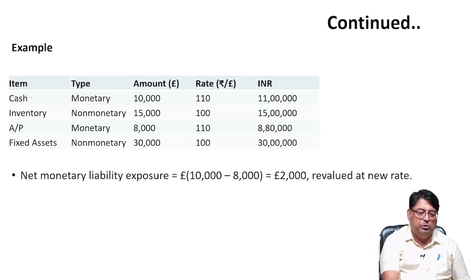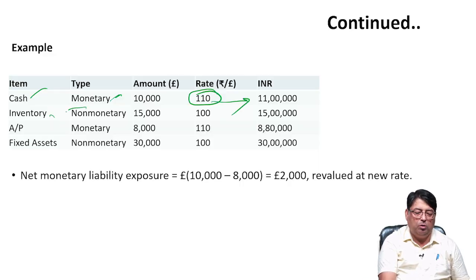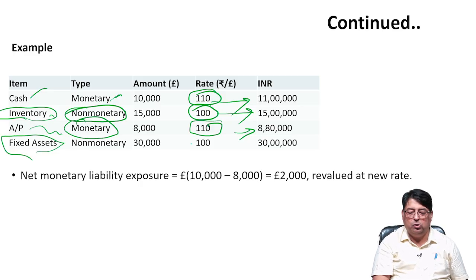So, that is why it is converted at historical rate. For example, you see cash, it is a monetary item. So, if 110 rupees is the current exchange rate, it is used to convert into INR. Inventory is a non-monetary item, so the historical exchange rate is used, that is the rate during which these inventories have been acquired. Accounts payable is monetary, so the current exchange rate is used. Fixed assets are non-monetary, so again the historical rate is used.